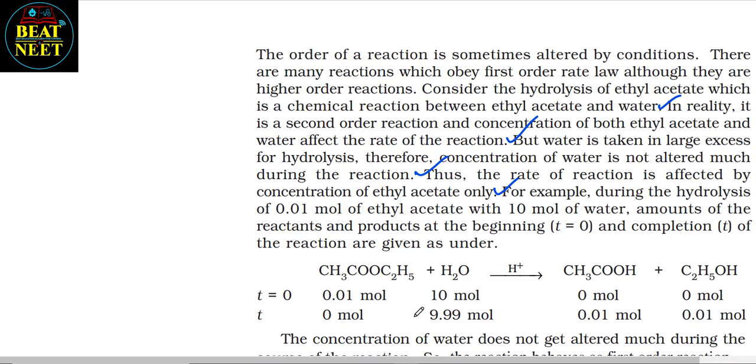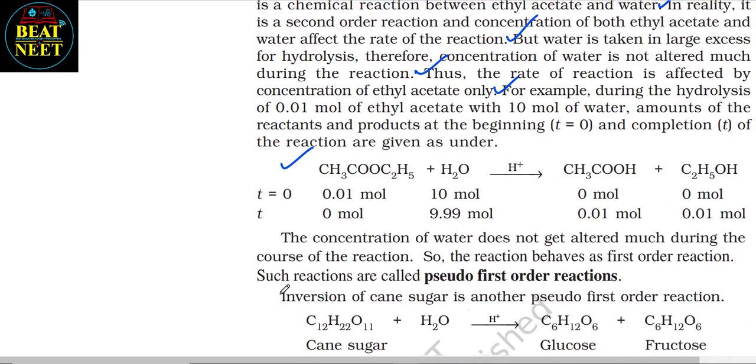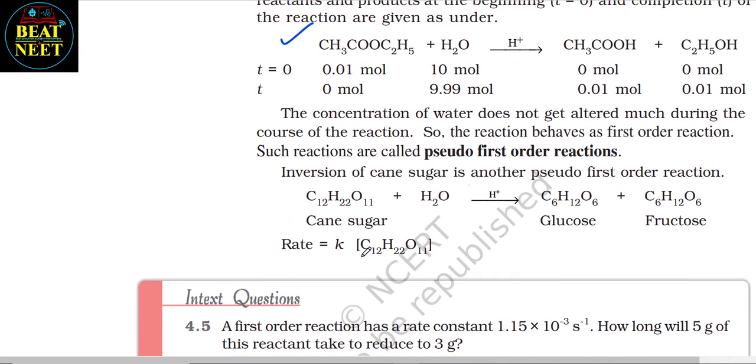For example, during the hydrolysis of 0.01 mole of ethyl acetate with 10 mole of water, the amounts of the reactants and products at the beginning, t = 0, and at completion of the reaction are given as under. CH3COOC2H5 + H2O gives CH3COOH + C2H5OH. Here you can see the values at t = 0 and at time t. The concentration of water does not get altered much during the course of the reaction, so this reaction behaves as a first-order reaction. Such reactions are also called pseudo first-order reactions.